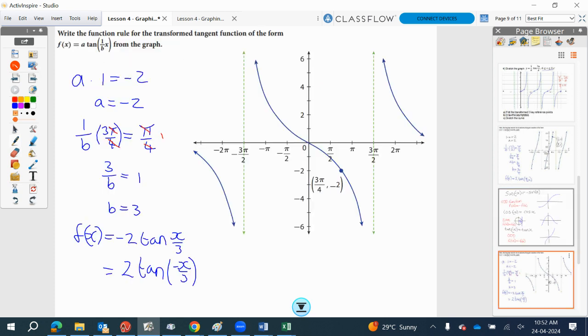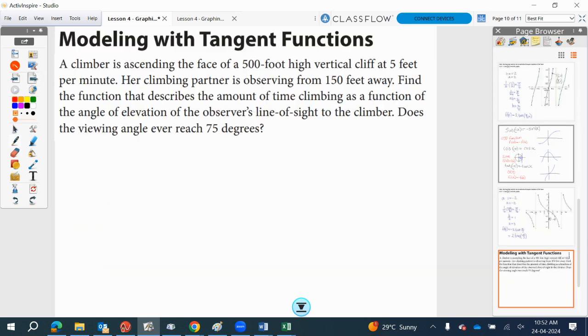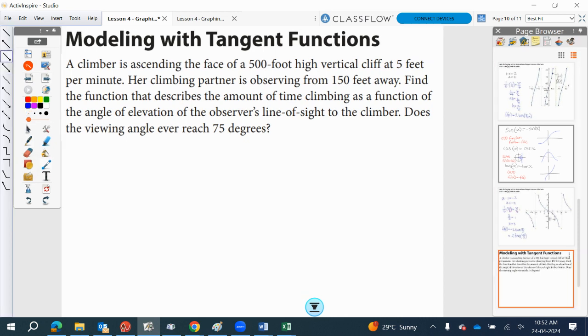All right. Last question. Modeling. I'm going to do this one for you. A climber is ascending the face of a 500 foot high vertical cliff at 5 feet per minute. Her climbing partner is observing her from 150 meters away. So let's have a little sketch of what we've got so far. We're going up in that direction. Our partner's over here.